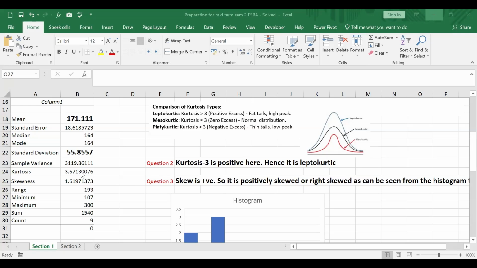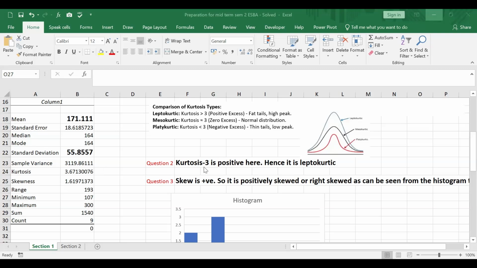Here the kurtosis is 3.6713, etc. In order to find out whether it is lepto, meso, or platy, we have to subtract 3 from here. And after subtracting 3 from here, in this case, it is 0.67, that is positive. In such cases, when the kurtosis minus 3 is positive, then it is leptokurtic. So in this case, it is leptokurtic.